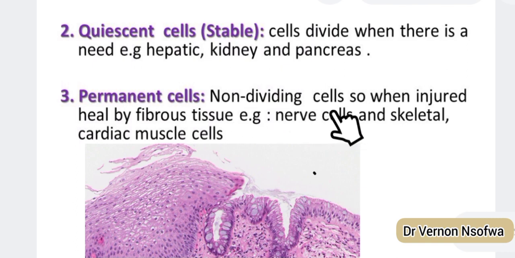They are non-dividing cells, so when they are injured, they heal by forming fibrous tissue. Examples of this are nerve cells, skeletal muscle cells, and cardiac muscle cells. That's what you should remember. So cardiac muscle cells do not divide, and skeletal muscle cells also do not divide. That's the reason that when you injure yourself, let's say you've got trauma to your skeletal muscle cells, it heals by just forming a scar, which is fibrous tissue, because those cells cannot be replaced.